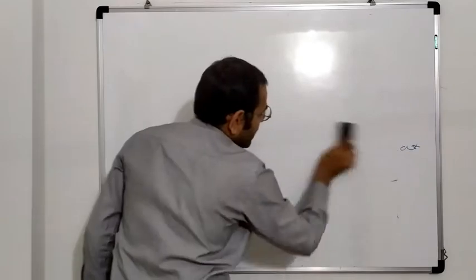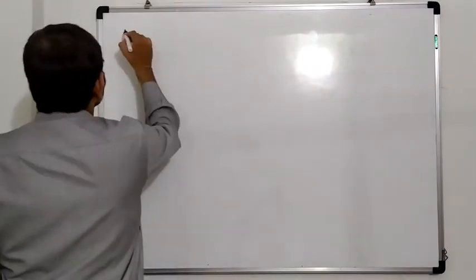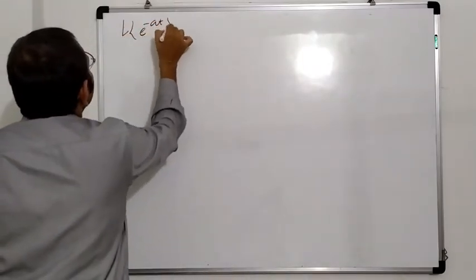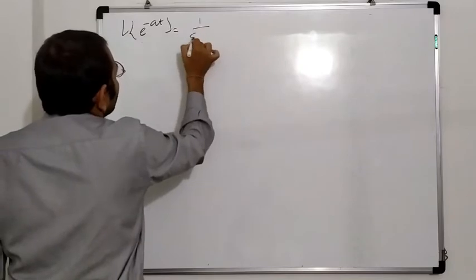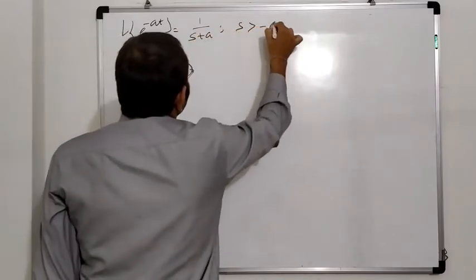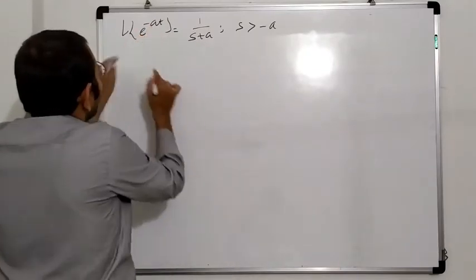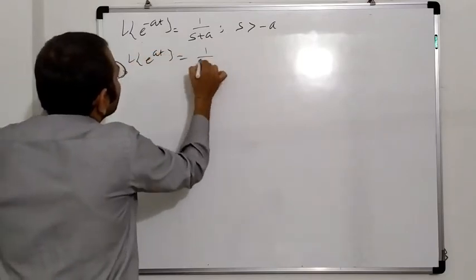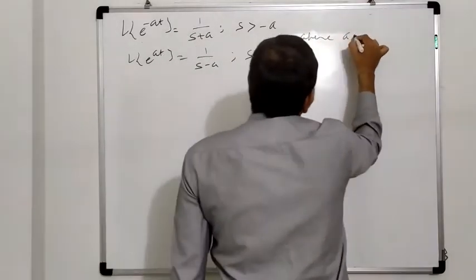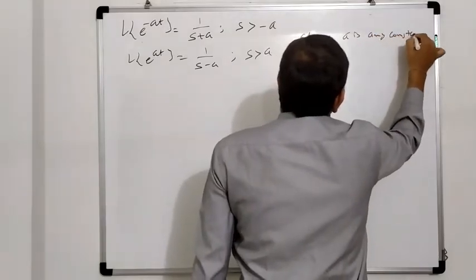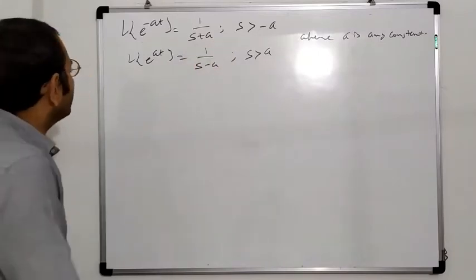Similarly, next one is e raised to minus at. Laplace of e raised to minus at is 1 upon s plus a, here s greater than minus a. If here negative sign, then here positive. If here positive sign, then here negative, where a is any constant value, where a is 2, 3, 4, 5, 6, 7, 8, and so on, whatever.